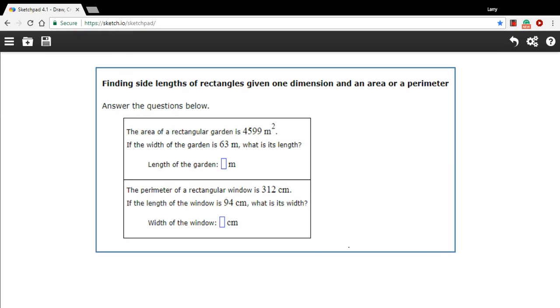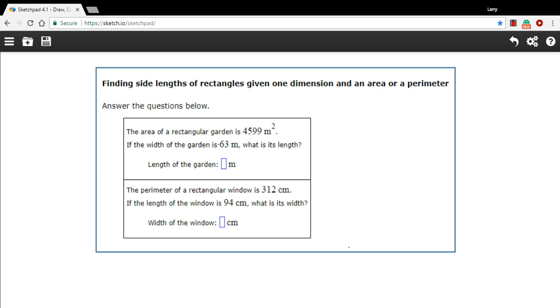In these problems, we are being given one dimension of a rectangle, either the length or the width, plus either its area or its perimeter, and then we're being asked to find the other dimension, either the length or the width, whichever one's not given. Let's read this first one.